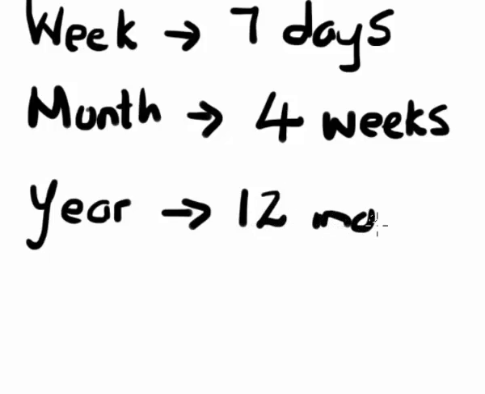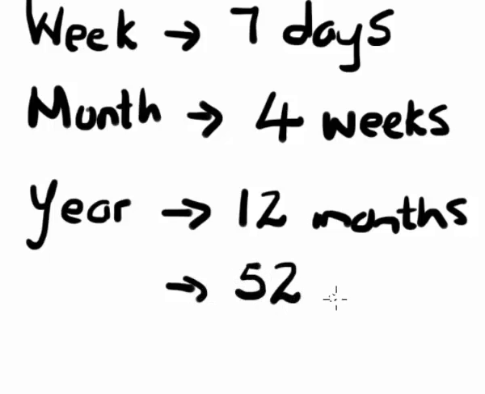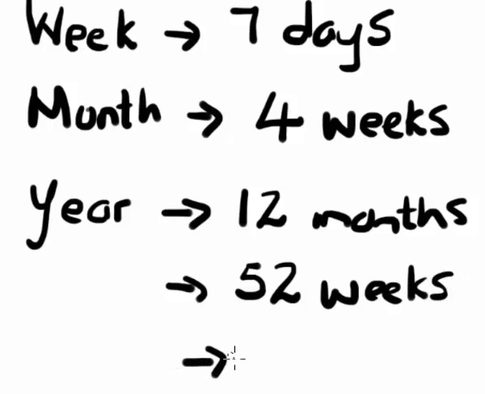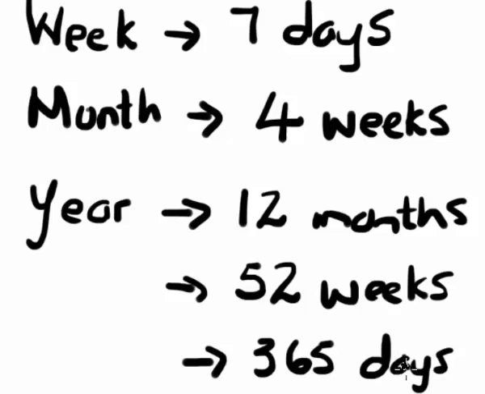After months, the next one we have is a year, and in a year we have 12 months. We also have 52 weeks. That's one you might not generally know, so please take note of that one. We also have 365 days in a year. Although a leap year has 366 days, we don't actually worry about that.